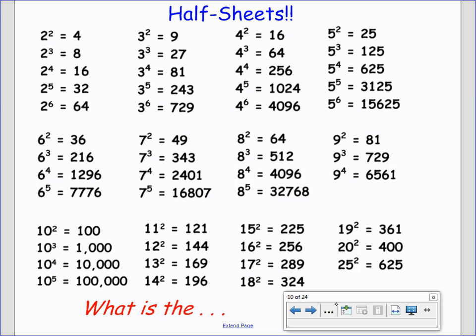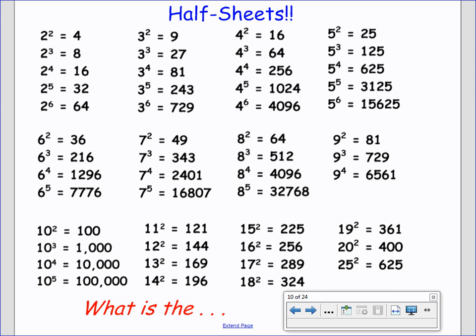Let's go ahead and try another. But first, we want to make sure you're comfortable with your roots. Ready? Everybody find your half sheet. We're going to practice identifying nth roots of different things without a calculator. So I'm going to go ahead and play the game too.